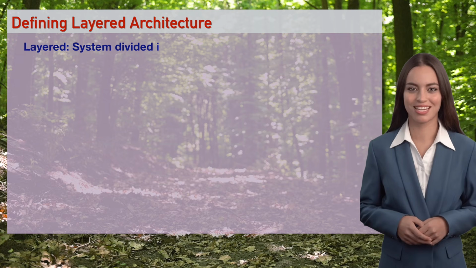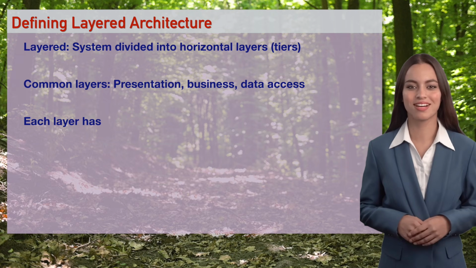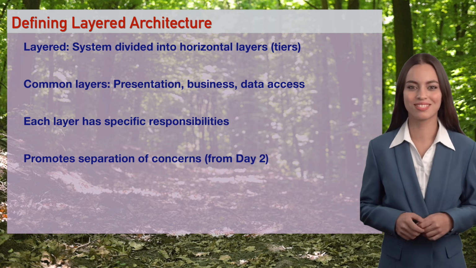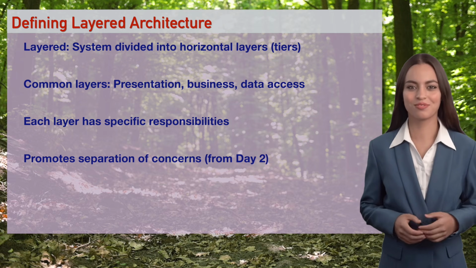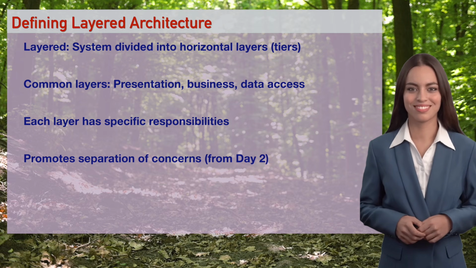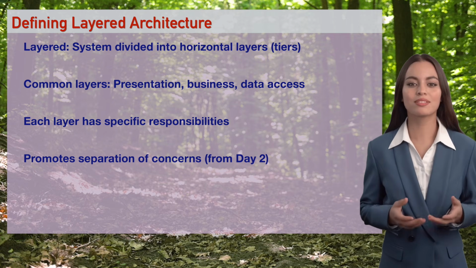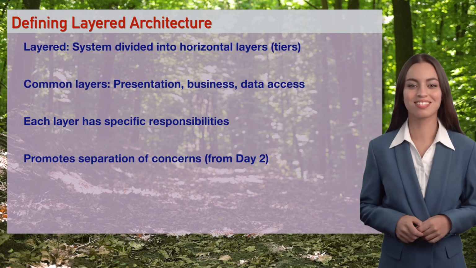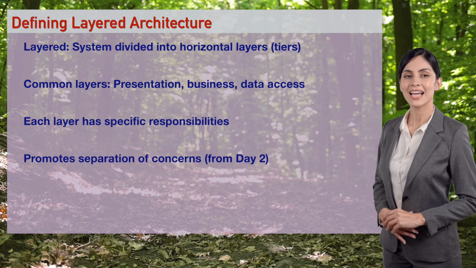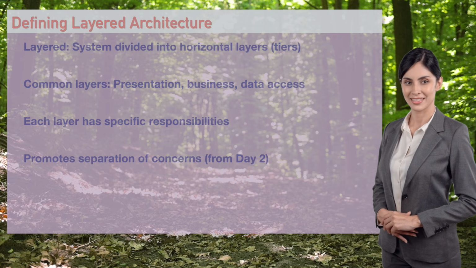Shifting to layered architecture. It's where the system is divided into horizontal layers or tiers, each with distinct responsibilities. Typical layers include presentation for UI, business for logic, and data access for storage. This promotes separation of concerns, as we discussed in day 2. Layers add structure, builds on monolithic simplicity.